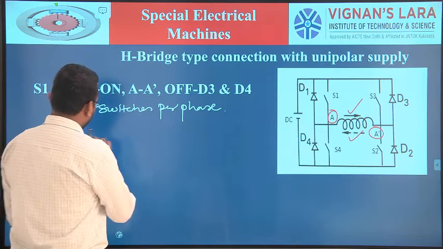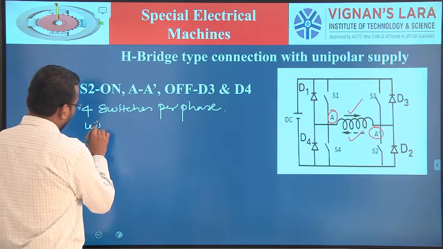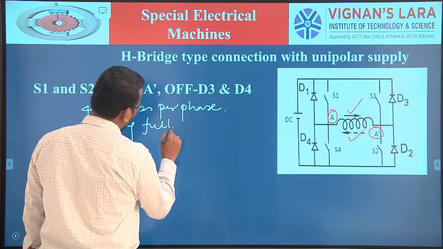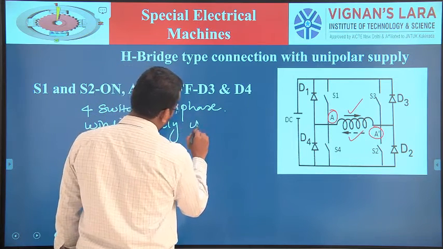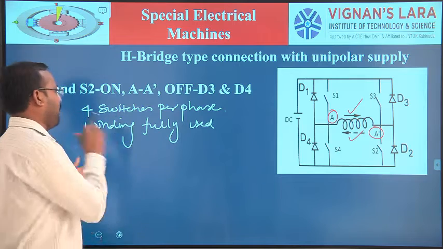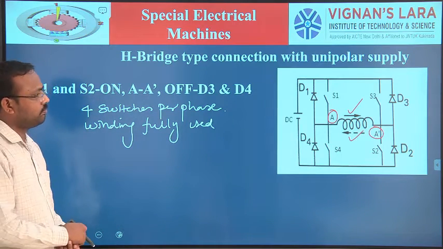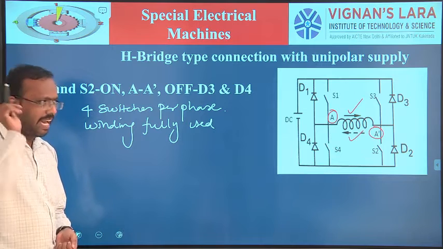And another one, winding fully utilized, fully used. This is very, very important. Now, what is the condition? First condition: if you want to energize phase A.